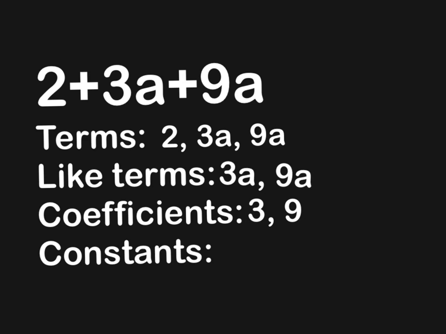Okay, this is the longest one. We're going on to how to figure out what the constants are. The constants are the opposite. They're the 2. 2 is a constant. Okay? 2 is a constant. Got that? 2 is a constant, because it's a number without the letter.